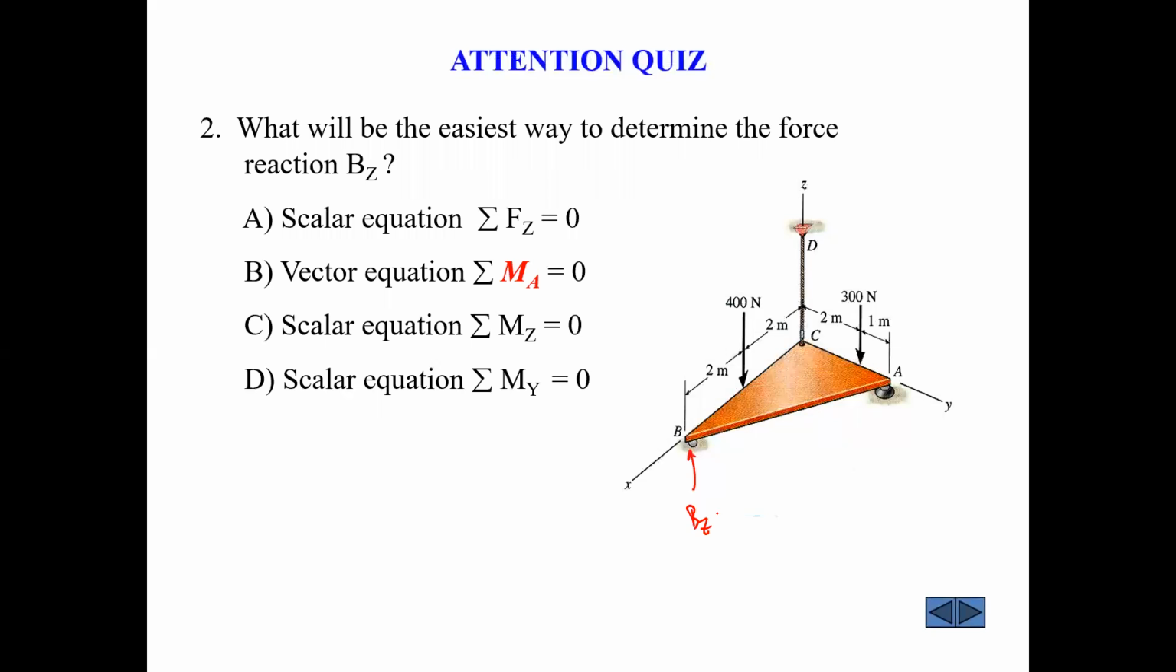C. The scalar equation, sum of the moments about the z-axis equals 0. Is that one? BZ is not going to give a moment about the z-axis, though, because it's parallel. D. The scalar equation, sum of the moments about the y-axis equals 0.